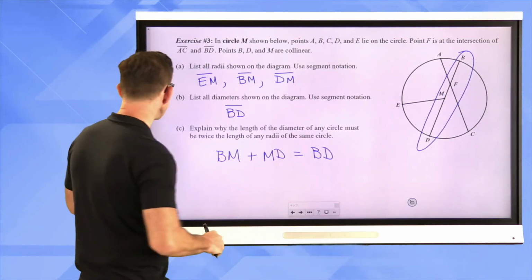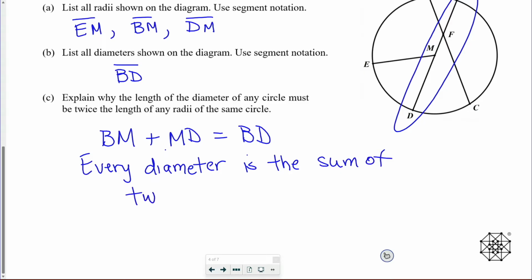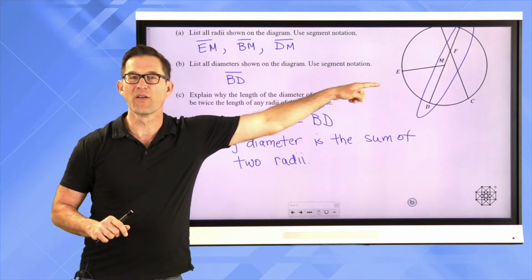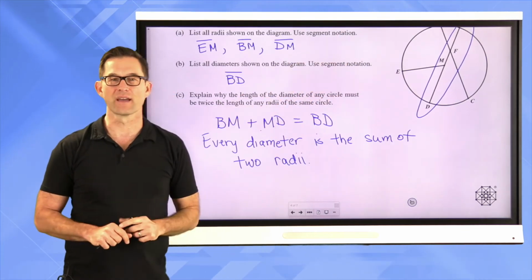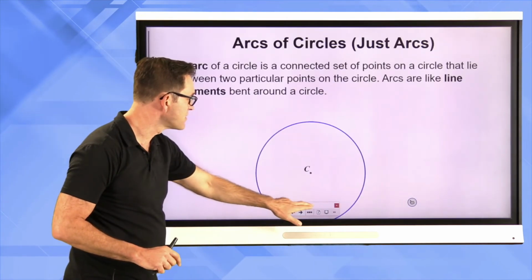So it really gets at the essential heart of things, which is that every diameter is the sum of two radii. Every diameter, right? One radius going from one point to the center, and the other radius going from the center then to the second point. All right, very important. All diameters are twice the length of radii.